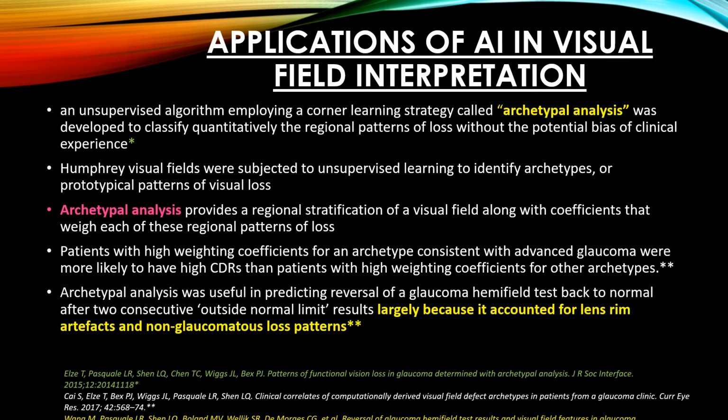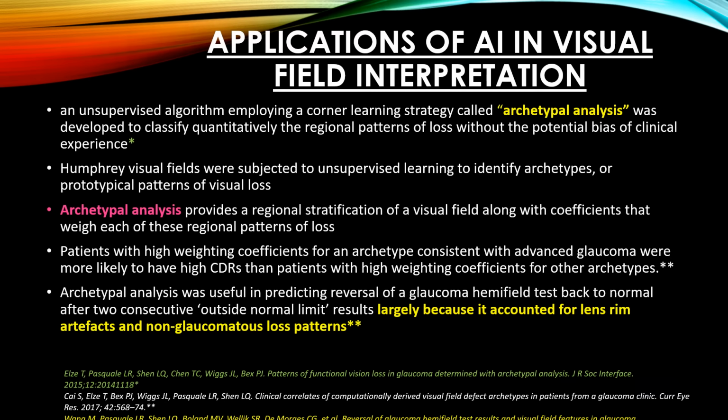Some people had some regional patterns of visual loss which this corner strategy, or archetypal analysis, picked up. Some were predisposed to developing open angle glaucoma or normotension glaucoma. So those archetypes were able to help us find that. Humphrey's visual fields were subjected to unsupervised learning to identify such archetypes, or prototypical patterns of visual loss. They provide us with a regional stratification of a visual field, along with coefficients that weigh each of these regional patterns of loss.